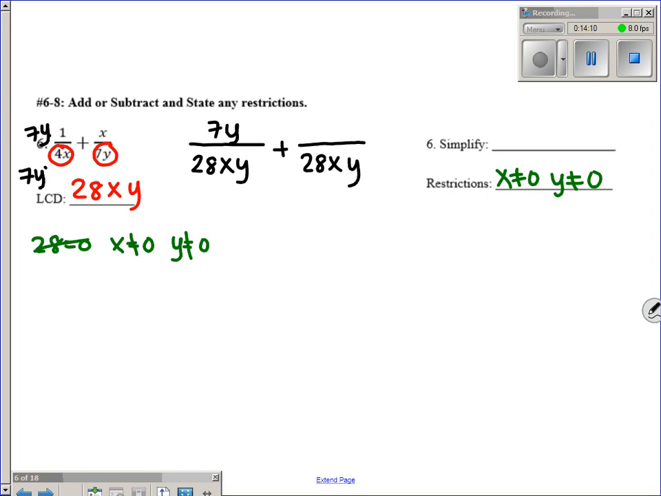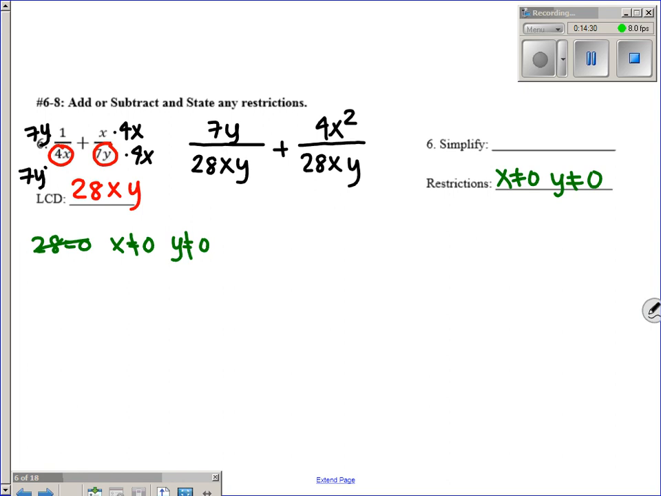And then if you look at the other side, how did we get from 7y to 28xy? Well, we had to multiply by 4x. What I do to the bottom, I have to do to the top. So x times 4x is 4x squared.